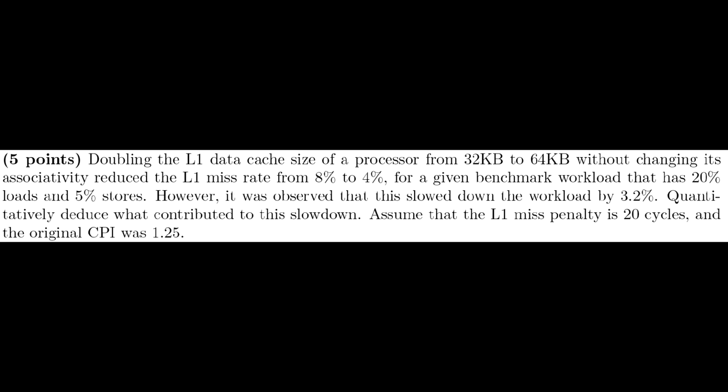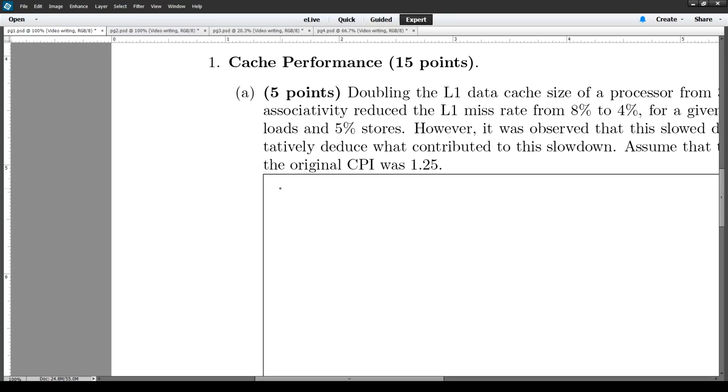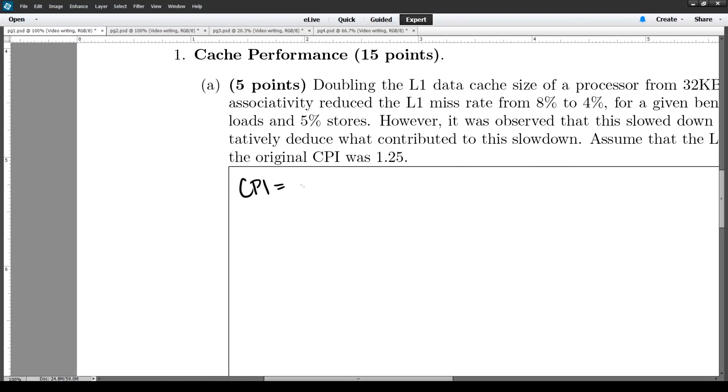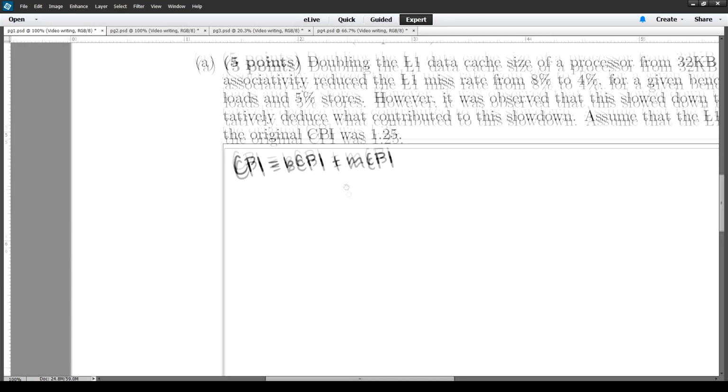So for problem 1a, we want to find out some numerical thing that caused the program to run slower from its run on the 32 kilobyte cache to its run on the 64 kilobyte cache. So the first thing we'll be looking at is this equation to calculate the CPI. That equation is CPI equals base CPI plus memory CPI.